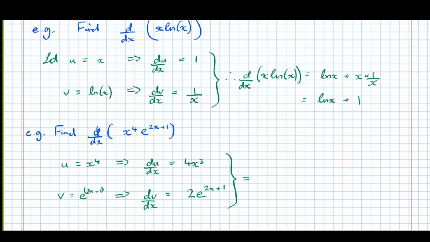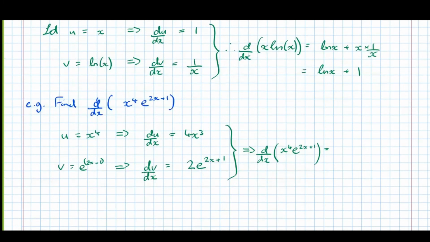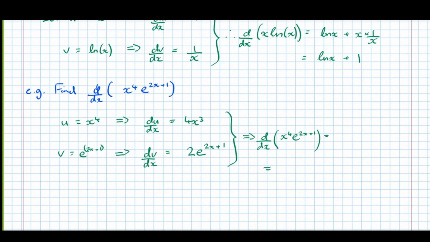So now, that means the differential of x to the 4 e to the 2x plus 1 equals vu dash. I'll start it down here to give myself enough room. vu dash, so e to the 2x plus 1 times 4x cubed, plus uv dash, so plus x to the 4 times, and I say v dash, obviously I mean dv by dx, that's just alternative notation, 2e to the 2x plus 1.